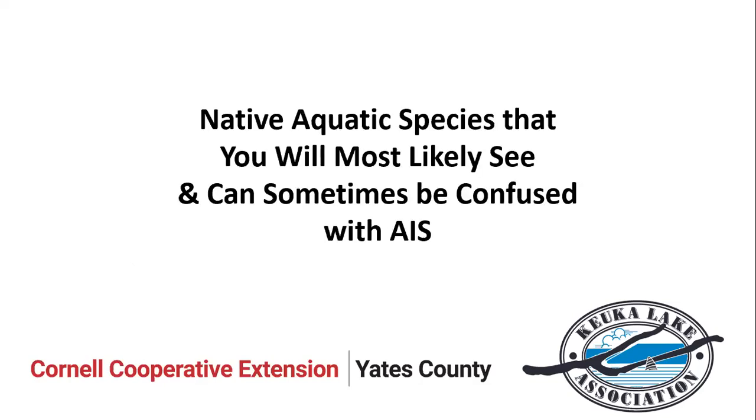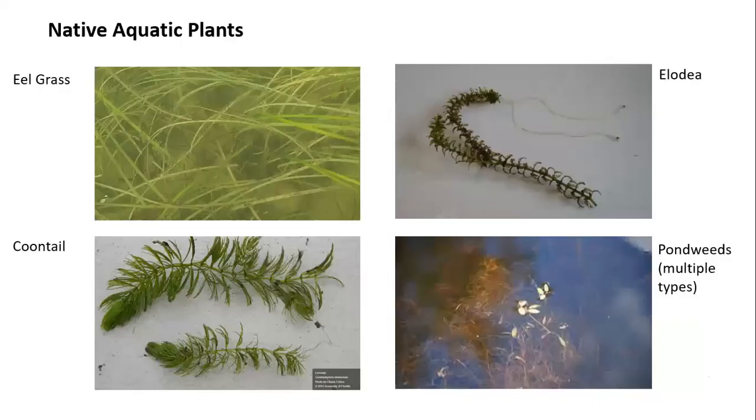And so now I'm just going to go through some pictures of some of the native aquatic species that I already mentioned that you'll likely see and can sometimes be easily confused with those aquatic invasive species. So a native species that you're likely to see is eelgrass. This one's pretty distinctive looking from other things in the Finger Lakes region. Very grass-like, very flat, slender, long leaves.